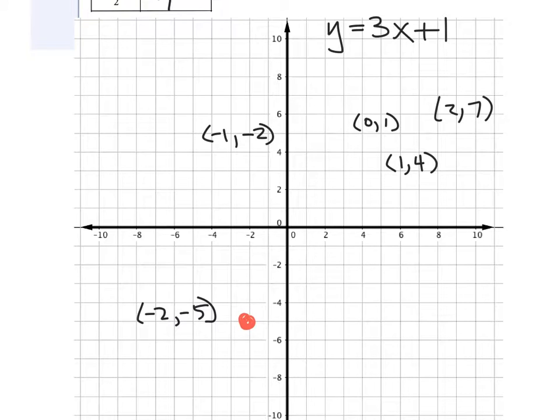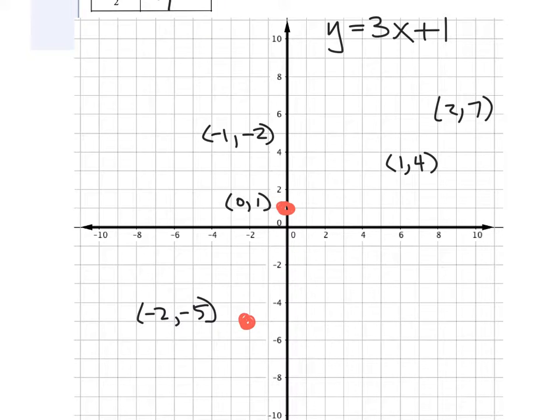And by the way, we're doing these in no particular order. It doesn't matter which one we grab next. So let's do this one. Where does 0, 1 go? Well, 0, 1 is going to go right here. So there's 0, 1.